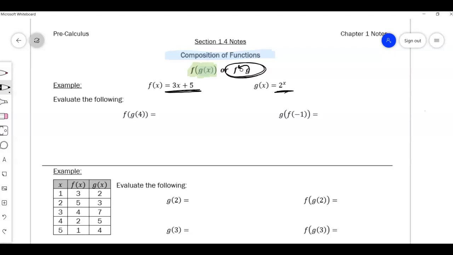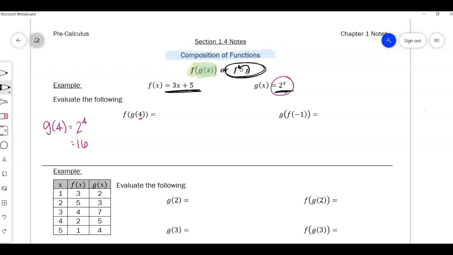So to start our examples, first we have a linear function f of x equals 3x plus 5, and an exponential function g of x equals 2 to the x. What we're asked to do is put a 4 into g and then take that output and plug it back into f. So I'm going to first come off to the side here and figure out what g of 4 is. I'm going to plug 4 into my exponential function, 2 to the 4th, and that will end up giving me 16.